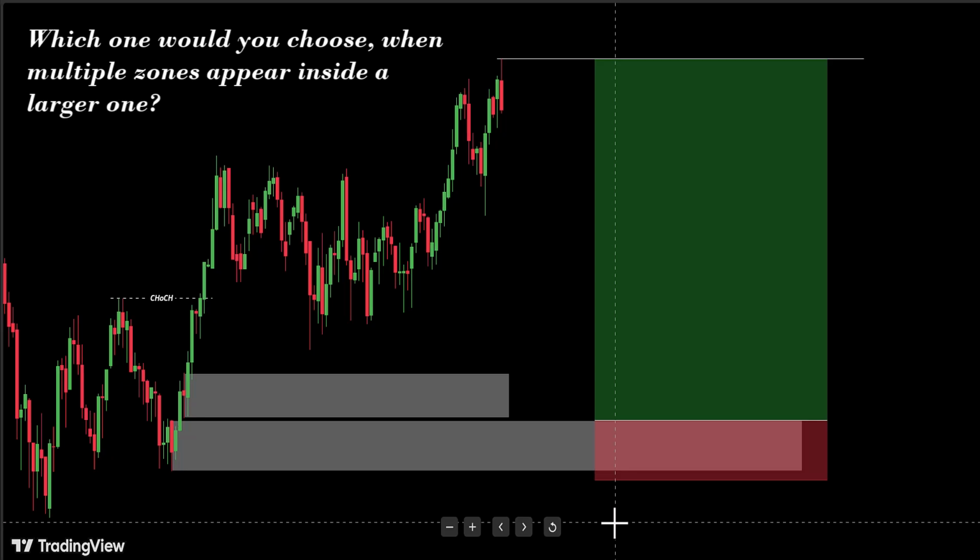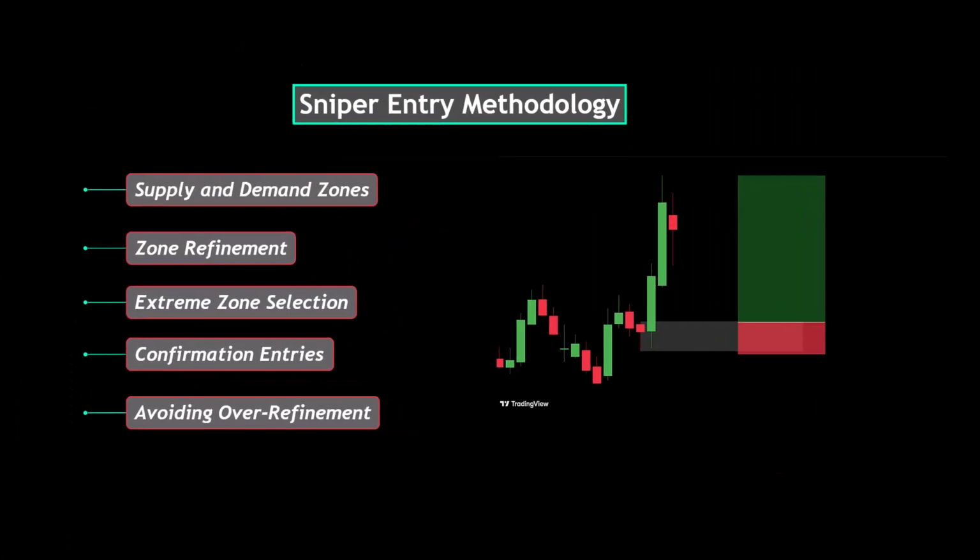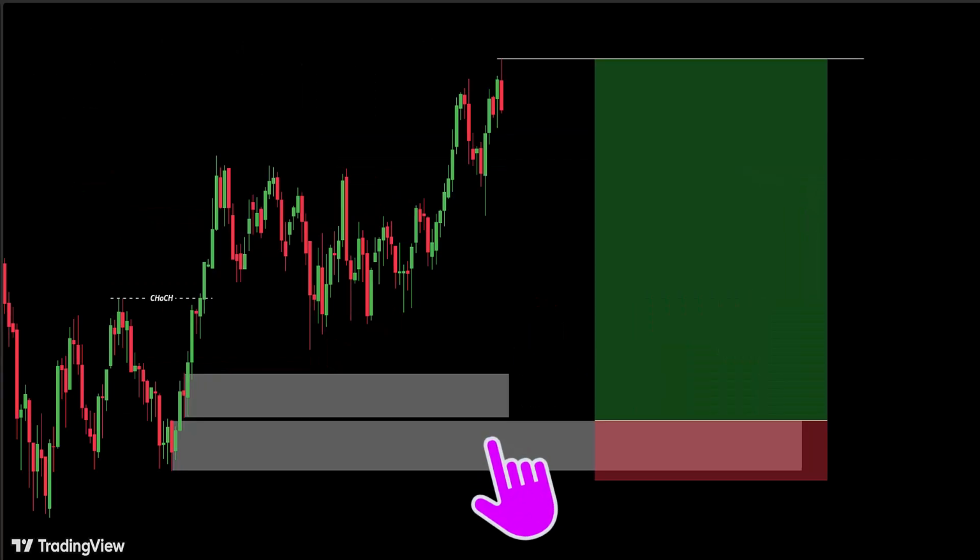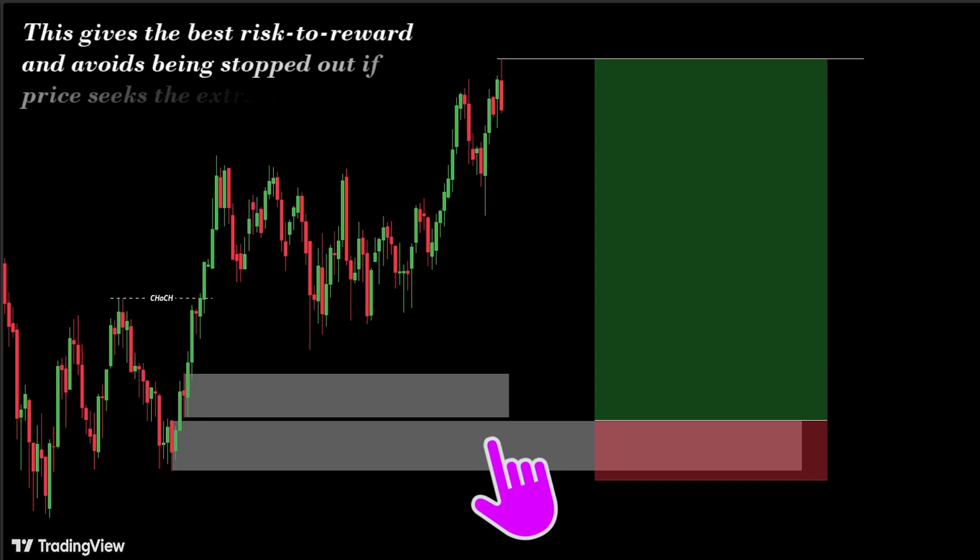When multiple zones appear inside a larger one, which should you choose? The safest choice is what I call the extreme zone, the zone farthest from current price in the leg of movement. For a bullish setup, that's the lowest zone. This gives the best risk to reward and avoids being stopped out if price seeks the extreme before reversing.